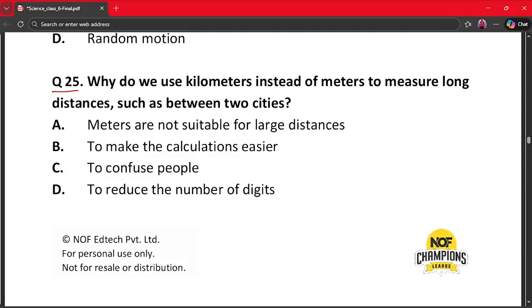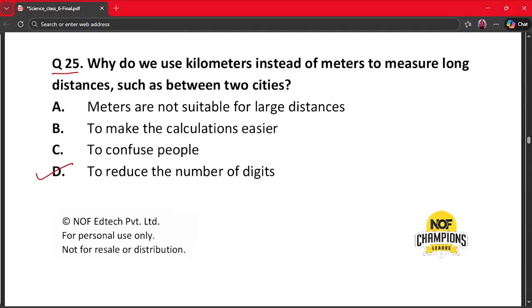So the correct answer is option D. To reduce the number of digits. So meters make numbers very large and kilometers reduce the number of digits. This makes measurement easier. Hence kilometers are preferred for longer distances. So option D is the correct option.